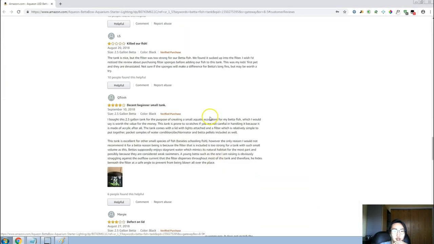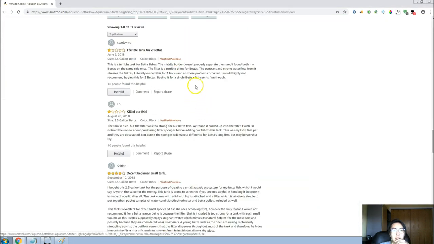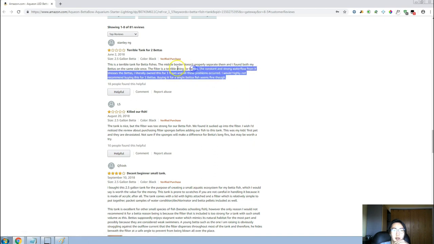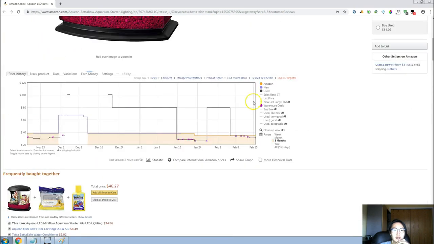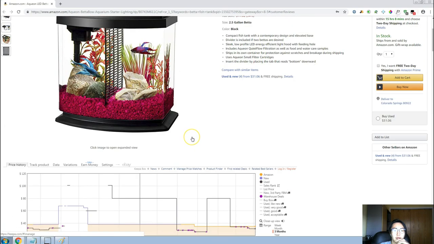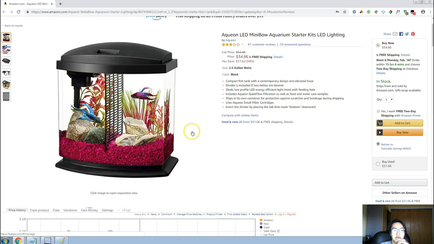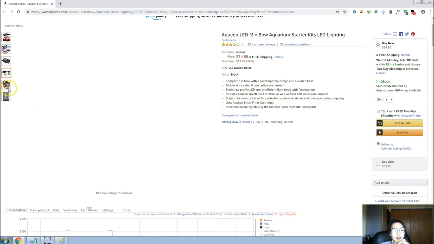Terrible tank for 2 betas. Oh, okay. This is a terrible tank for beta fish. The middle border doesn't properly separate them, and I found both my betas on the same side once. The filter is a terrible thing for betas. Okay, so it just doesn't do a good job. I smell opportunity, like I said.